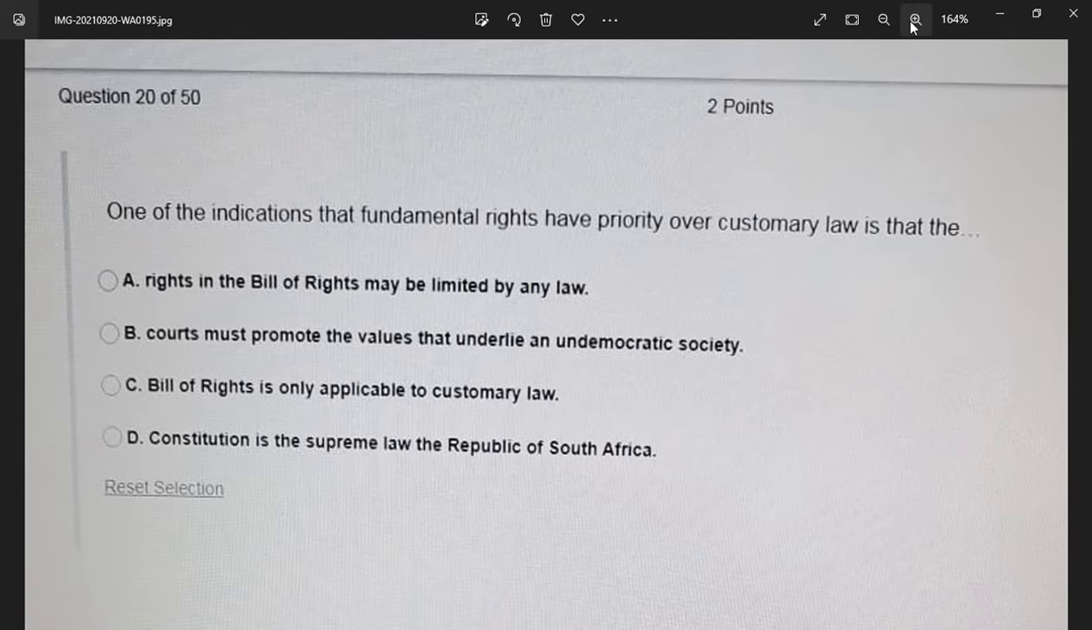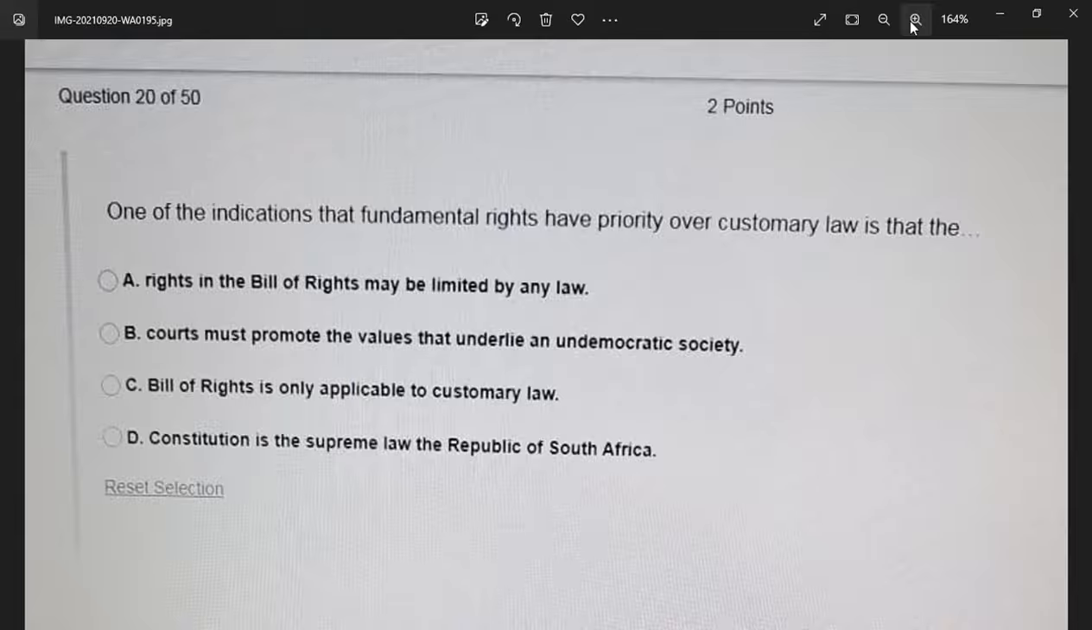One of the indications that fundamental rights have priority over customary law is that, question 20. My answer is option D: the Constitution is the supreme law of the Republic of South Africa. Yeah, they wrote their own stuff. The Constitution is the supreme law. The Republic of South Africa, I think, is just an error. But that is the correct answer.